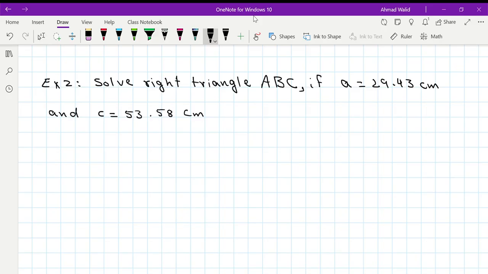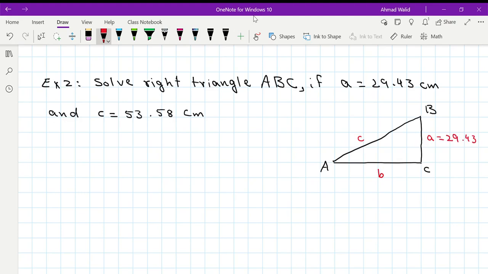Correct? First, draw your triangle, please. Put the values that are given to you there, to understand what you are looking for, what is given. Do not miss anything, right? What's given? A, B, C, of course, lowercase a, lowercase b, and lowercase c. You see a is given to you as 29.43 and the hypotenuse is given to you as 53.58.